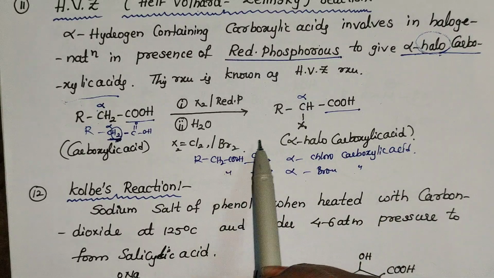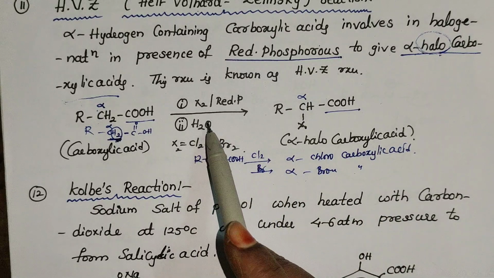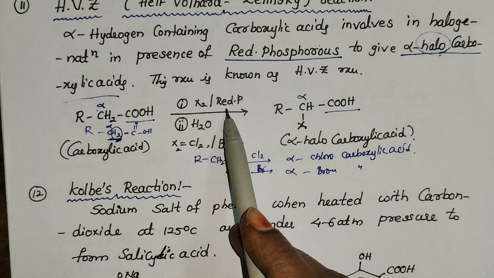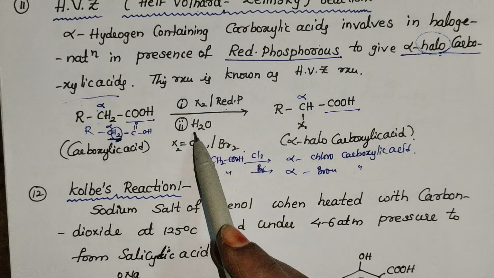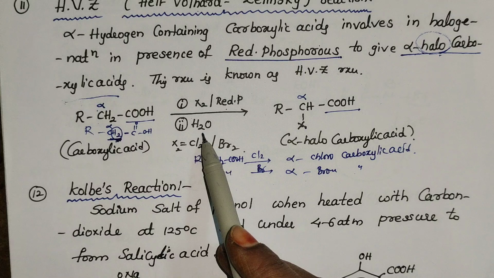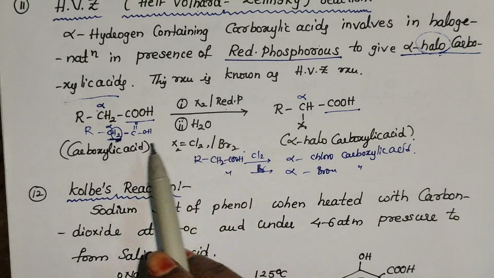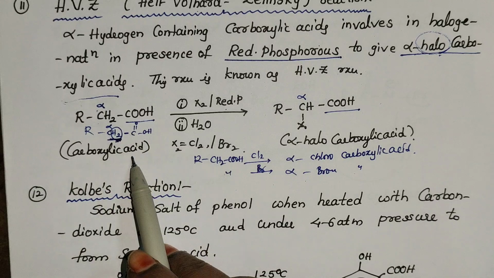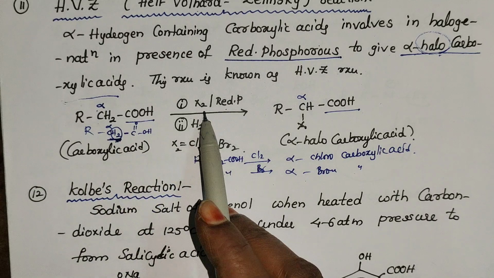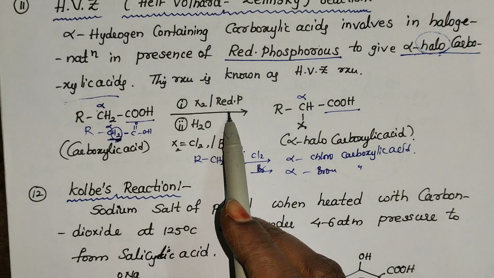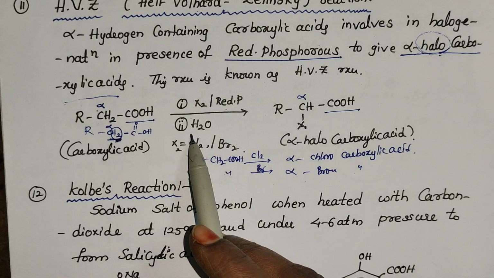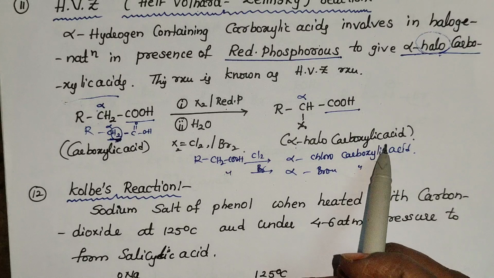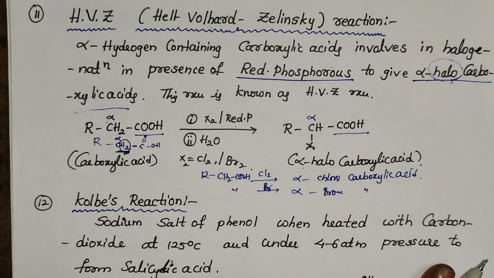This reaction occurs in the presence of a halogen molecule and red phosphorus, and then we do hydrolysis. For that purpose we take water. Simply, carboxylic acids containing alpha hydrogens, treated with a halogen in the presence of red phosphorus and then hydrolysis, form alpha-halocarboxylic acids. This is known as the HVZ reaction.